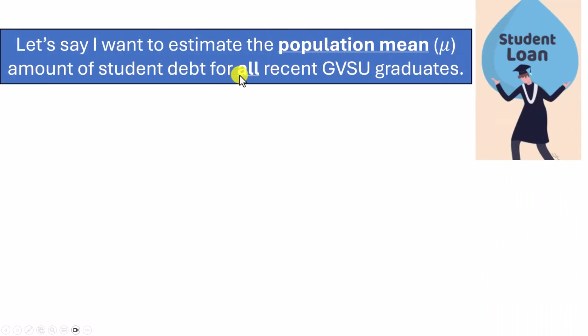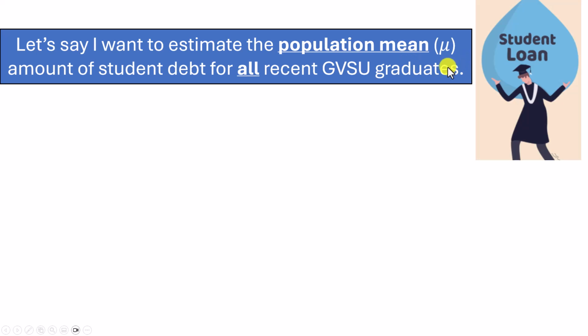Let's say that I would like to estimate the population mean amount of student debt for all recent Grand Valley graduates. So here we have a Grand Valley graduate, and he is carrying the tears of his student loans, hoping that he's able to find a job pretty soon and be able to pay off his debt. And let's just say that we are trying to estimate the population mean student debt for all of the recent Grand Valley graduates. Now notice that I'm using the symbol mu here to represent the population mean.